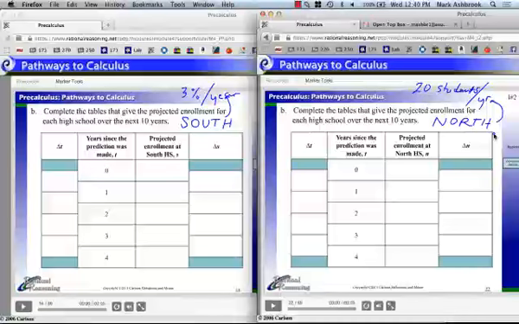Just get 3 or 4 full rows in each table. Okay, so once you get down to 3 or 4 or even 5, that's enough. Get at least like 3 or 4 in each table.